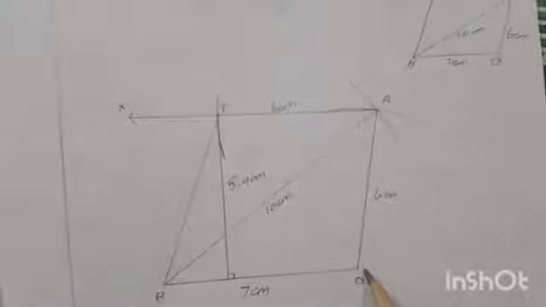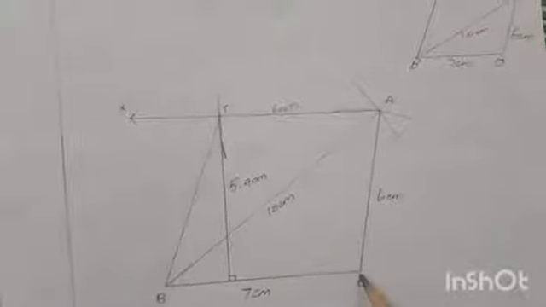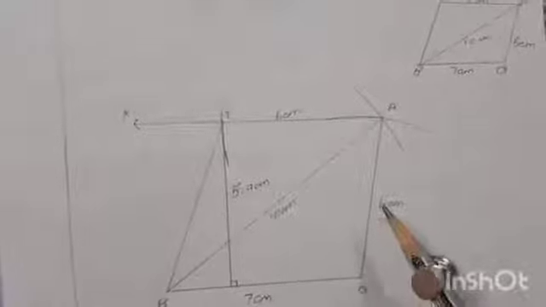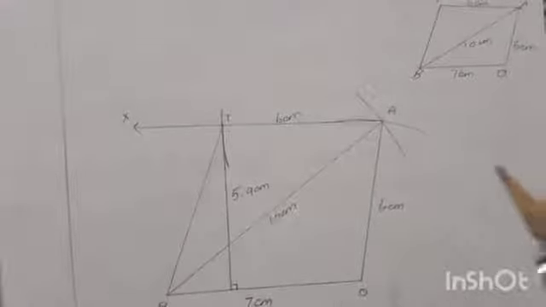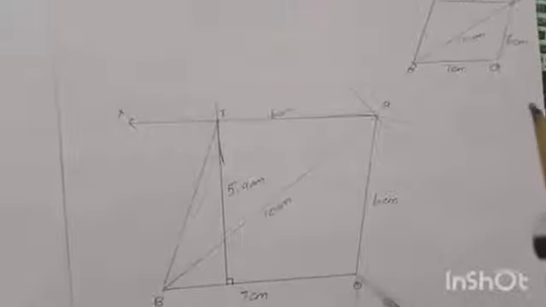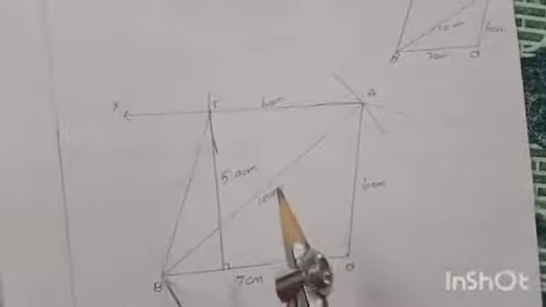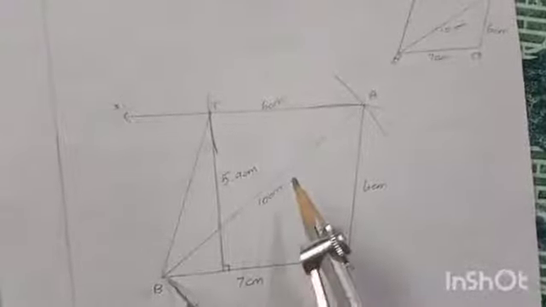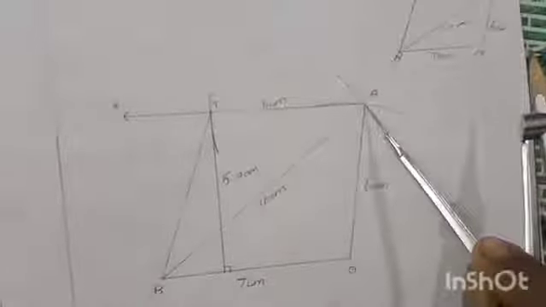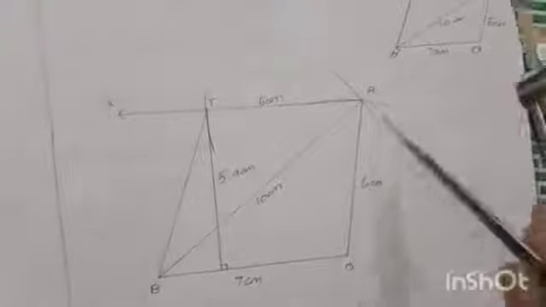First you have to draw a line segment BO. Then measure 6 centimeters and draw the arc from O for the measurement 6 centimeters. Then draw another arc from B with the measurement 10 centimeters. Mark the intersecting point. Then join BA and OA.